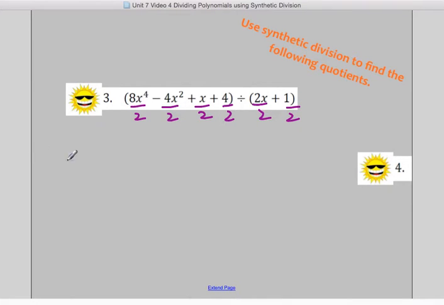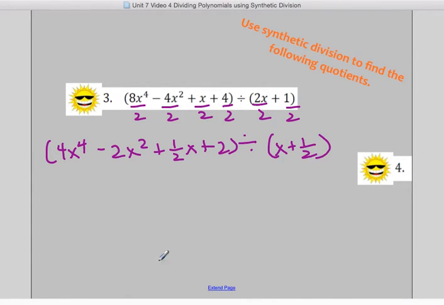So rewriting, 8 divided by 2, I have 4x to the fourth, minus 4 divided by 2, so 2x squared, plus this is 1 over 2, so 1/2 x, plus 4 divided by 2 is 2, divided by 2 divided by 2 is 1, so x plus 1/2. Okay, we'll have to keep this division in mind because if there's a remainder, we'll have to do a little extra work with it. Same process now as before. X plus 1/2 equals 0, so x equals negative 1/2. So I put that in my box, negative 1/2.